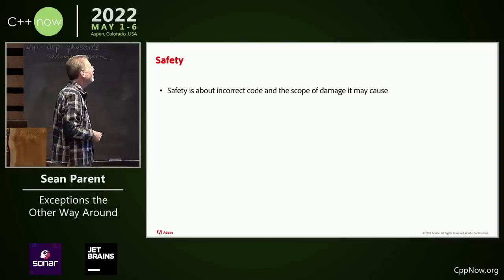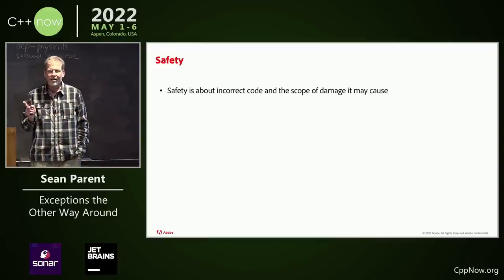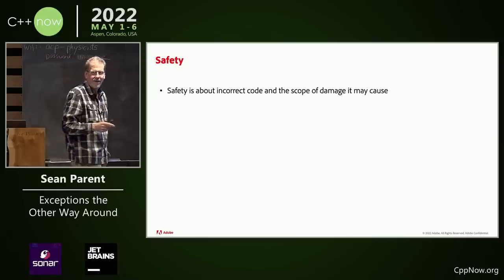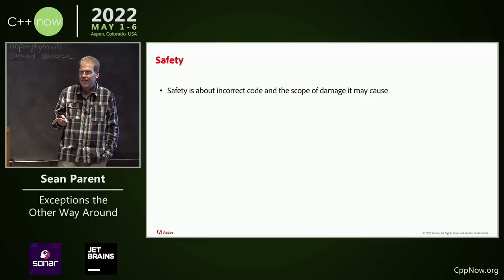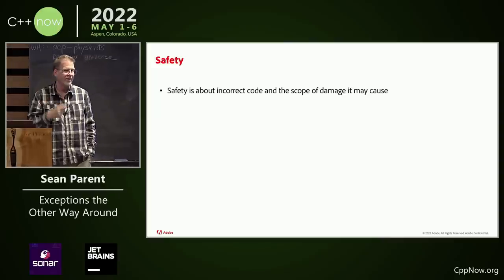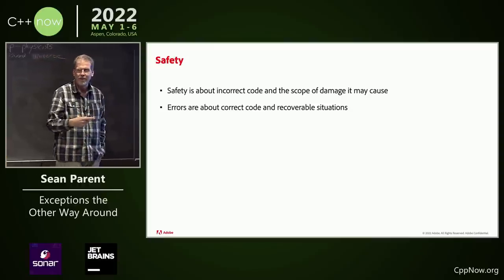Okay. So in any case, safety is about incorrect code, and the scope of damage it may cause. Because as we define safety, safety comes into play when we violate a precondition. Errors are about correct code in recoverable situations.